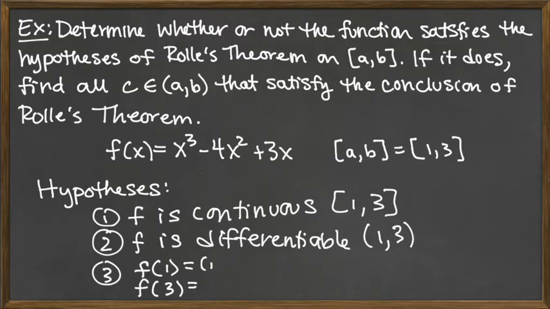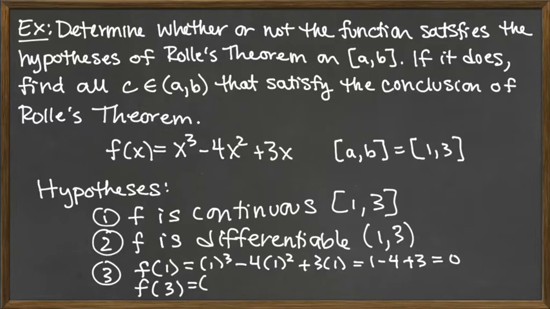And so when we plug in 1, we've got 1 cubed minus 4 times 1 squared plus 3 times 1. So we're looking at 1 cubed is 1. Minus 4 times 1 squared would be minus 4 times 1, so minus 4. And then plus 3 times 1 would be plus 3. So we've got 1 minus 4 would be negative 3, plus the 3 gets us to 0. So far so good. We've just got one more thing to check.